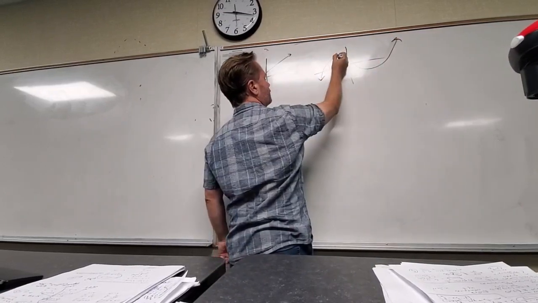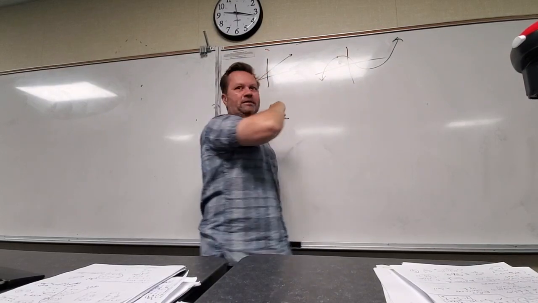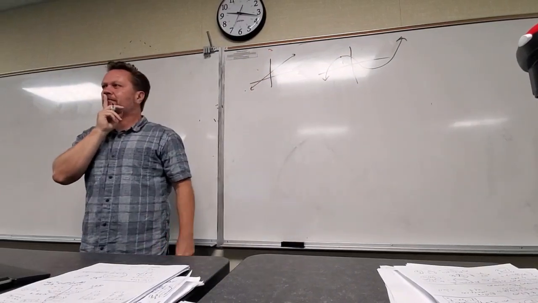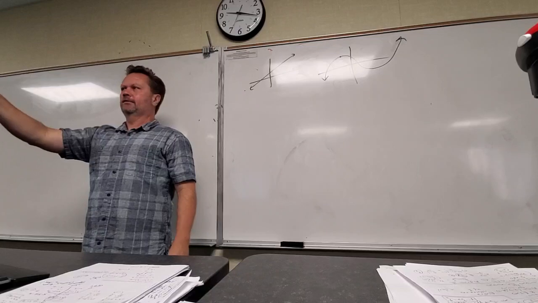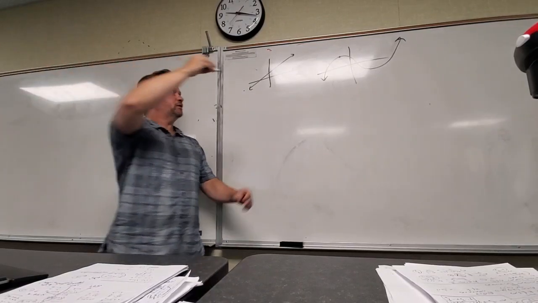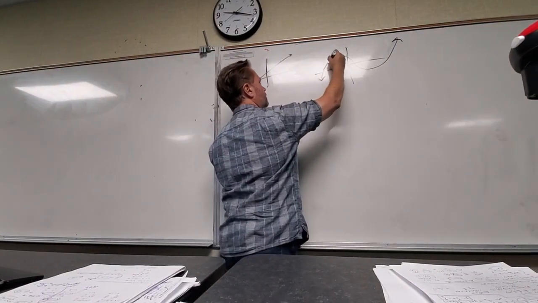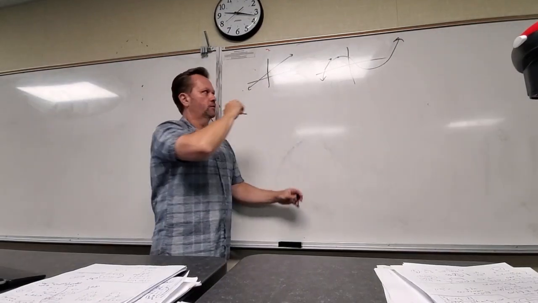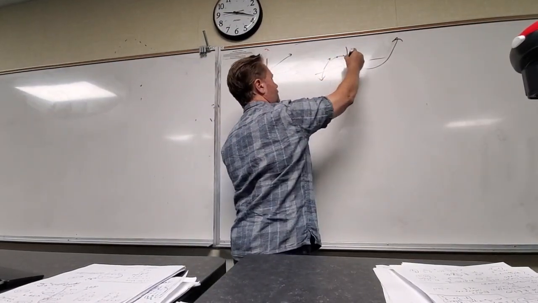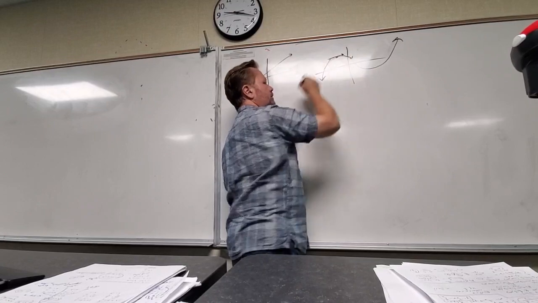What would you guys say is the slope right there? Could anybody figure out what the slope is right there? So you're coming up on the roller coaster. What's the slope here? Is it positive or negative? Positive. Okay. What's the slope here? Negative. So what's the slope right there? 0. I love it.